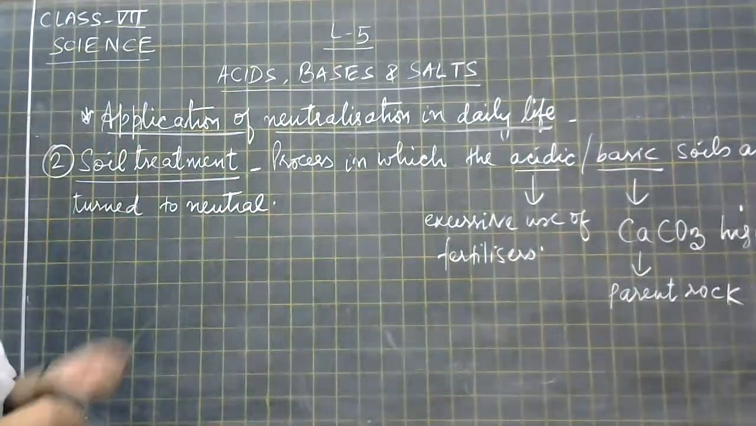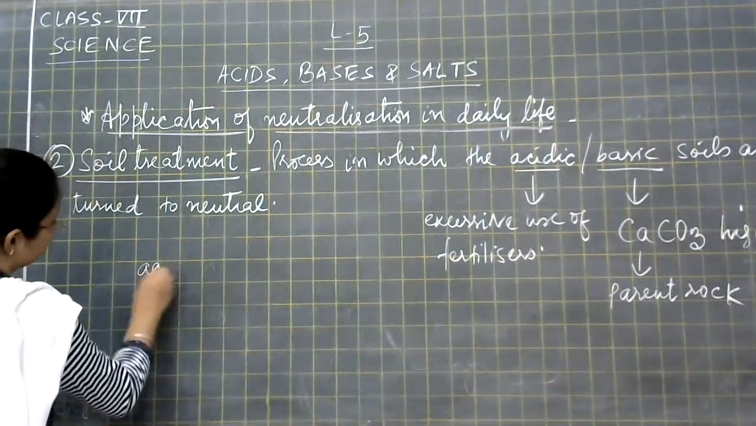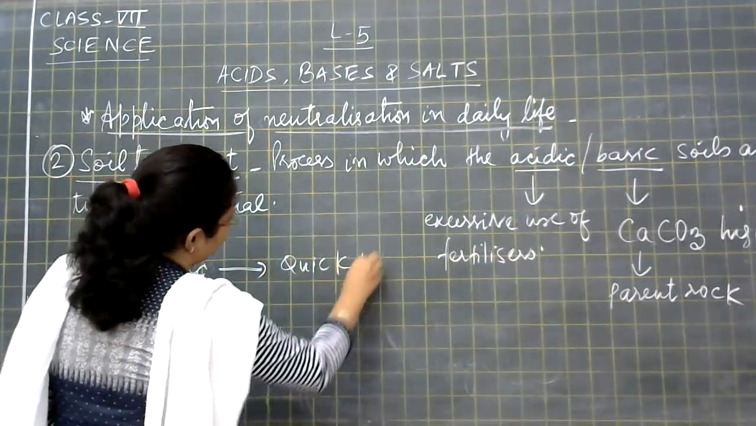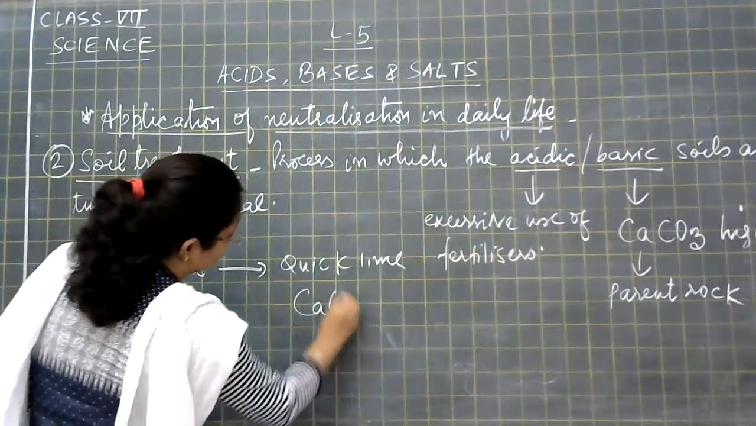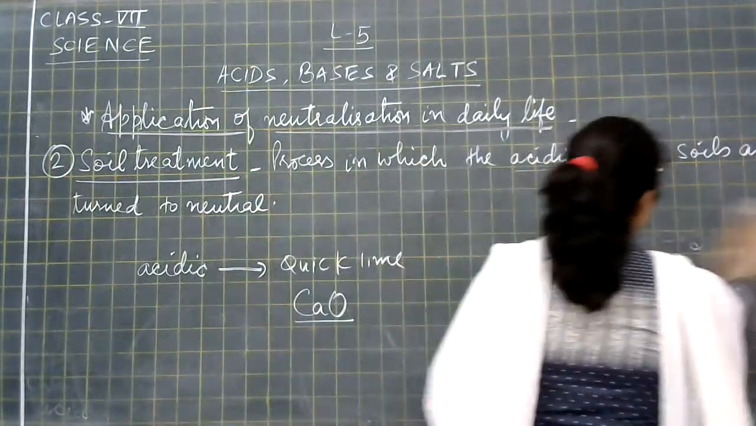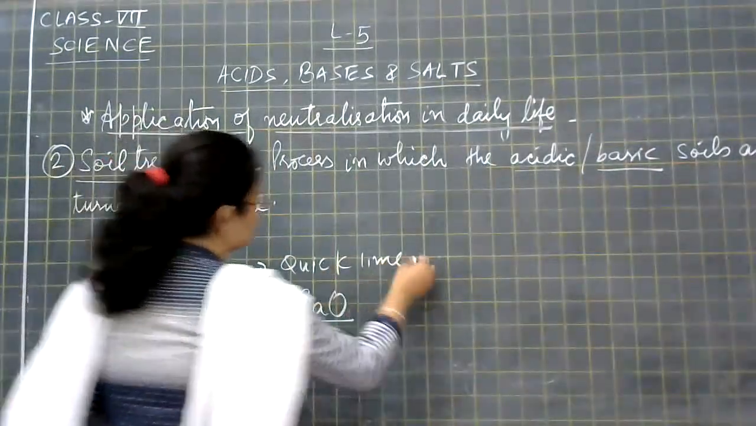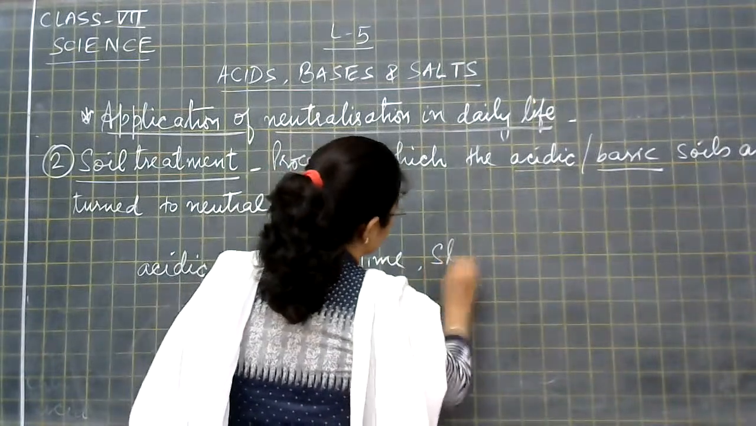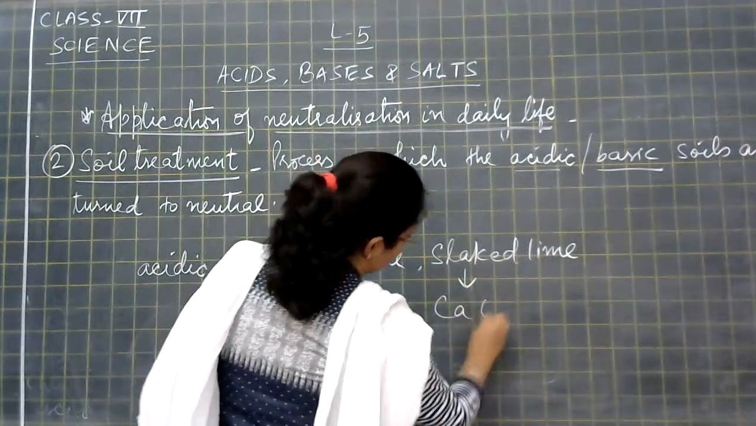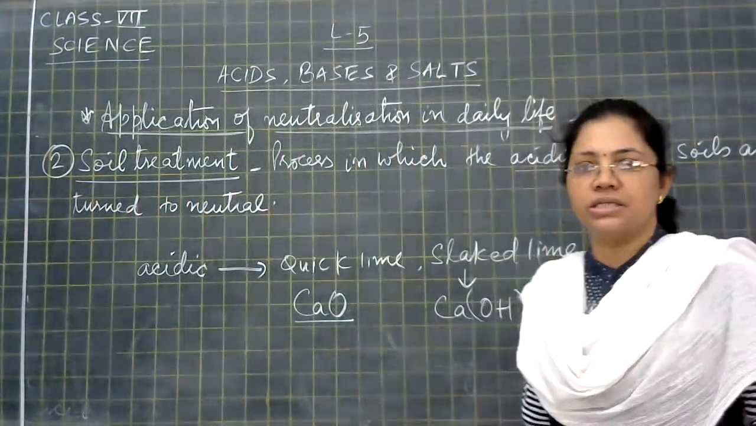Now for the treatment of these kinds of soils, we use certain substances. So if the soil is acidic, we treat it with quicklime, that is calcium oxide, CaO. Or if quicklime is not there, then we can also make use of slaked lime, that is Ca(OH)2, Ca(OH)2, right?